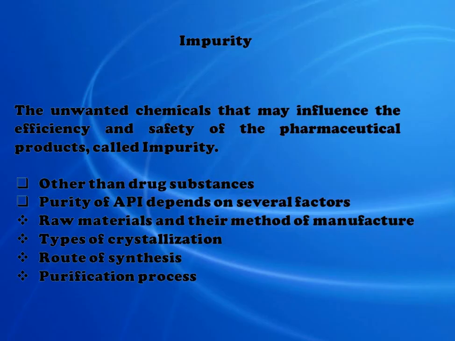What is impurity? Generally, the unwanted chemicals that may influence the efficiency and safety of the pharmaceutical product are called impurity. Impurity is nothing other than drug substances. Purity of API depends on several factors like raw materials and their method of manufacture, types of crystallization, route of synthesis, and purification process.